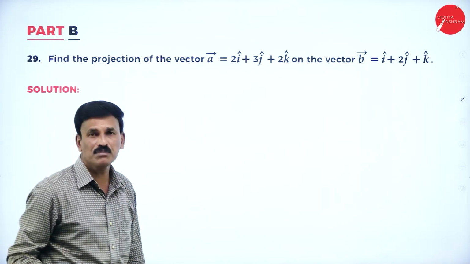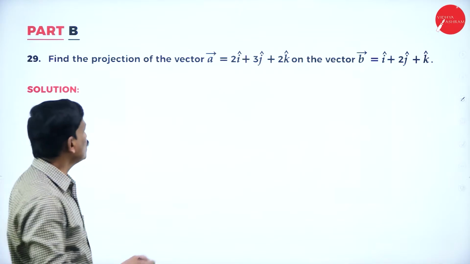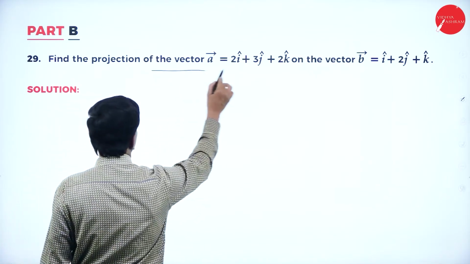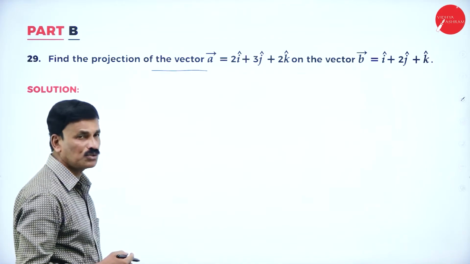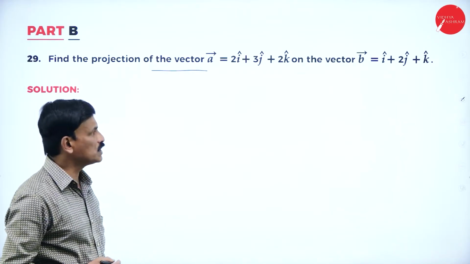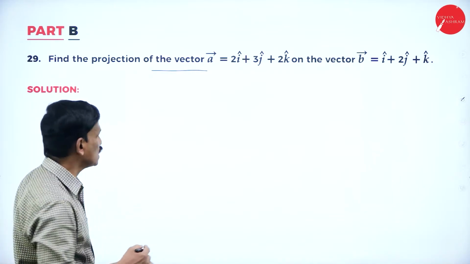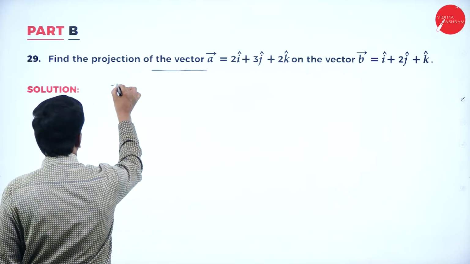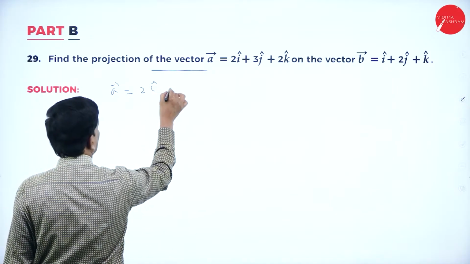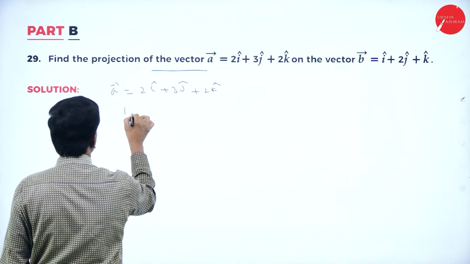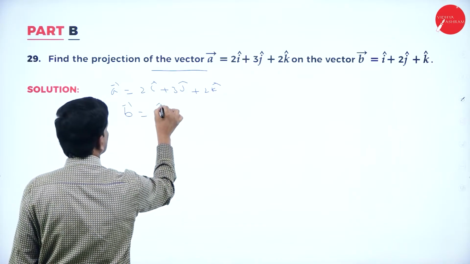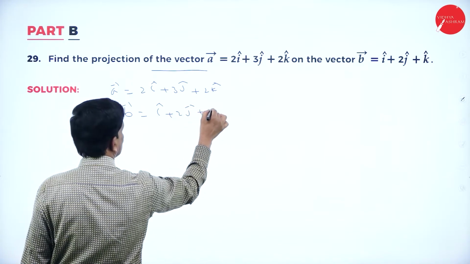Now, the next concept is from vectors. What is the problem given? Find the projection of the vector A, 2i cap plus 3j cap plus 2k cap on the vector B equal to i cap plus 2j cap plus k cap. Now, what is given here? Vector A is equal to 2i cap plus 3j cap plus 2k cap and vector B is equal to i cap plus 2j cap plus k cap.